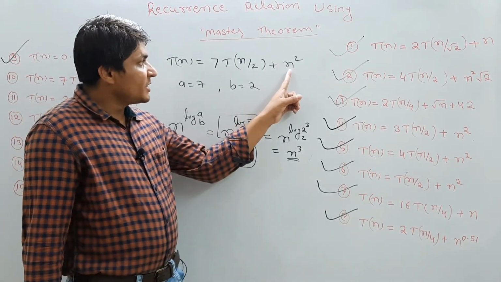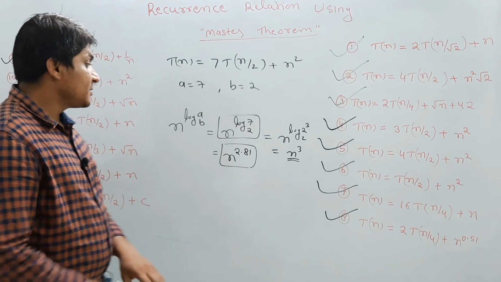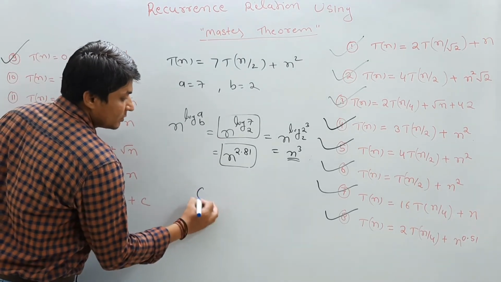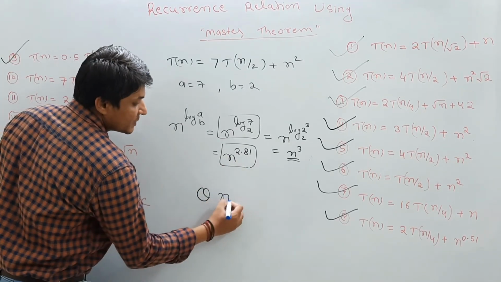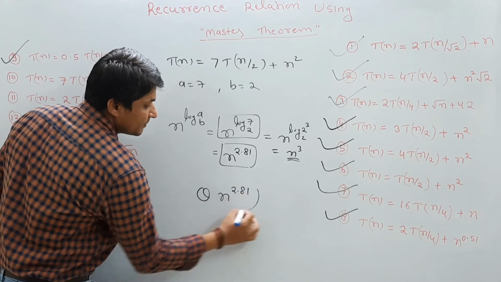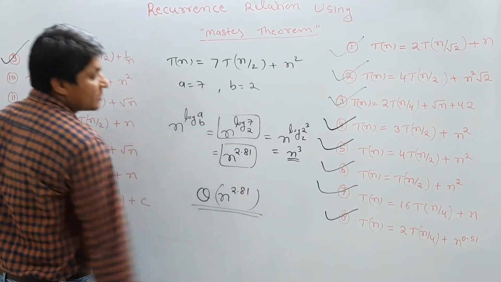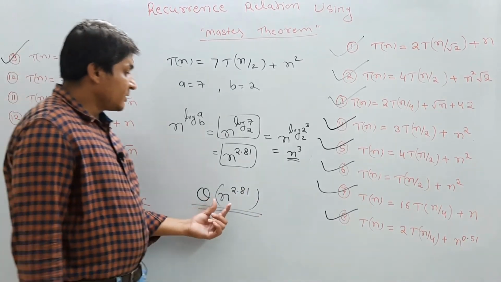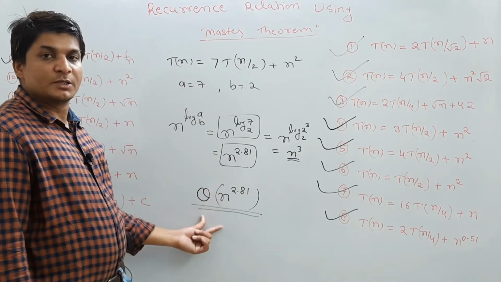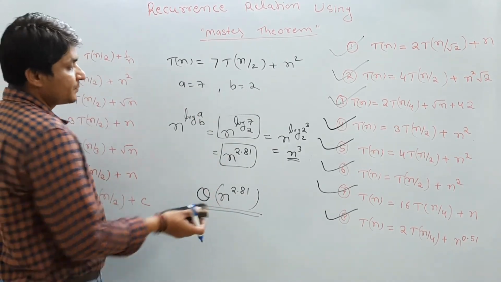Now this one is greater. Whichever is greater is the time complexity. So the time complexity of this recurrence relation is n raised to power 2.81. So this is the recurrence relation, and for the given recurrence relation, this is the time complexity. Correct.